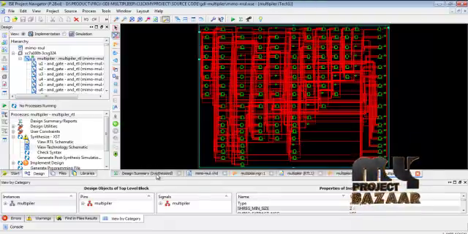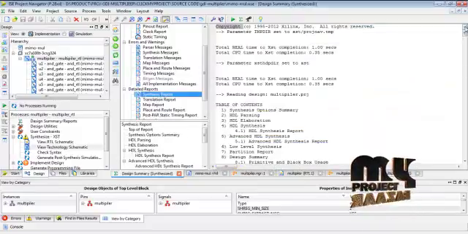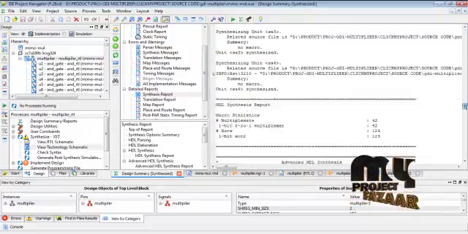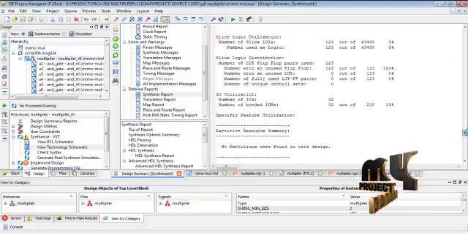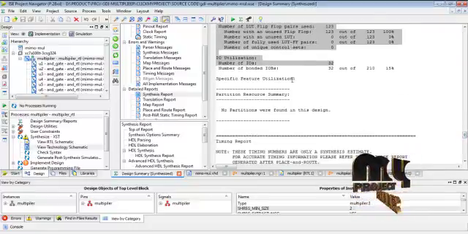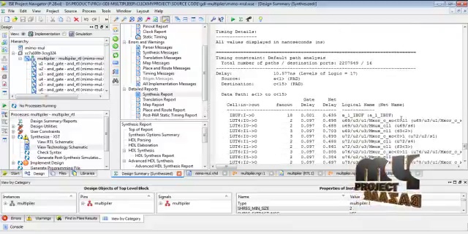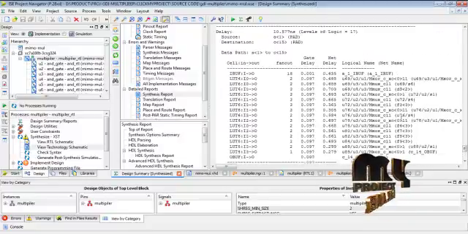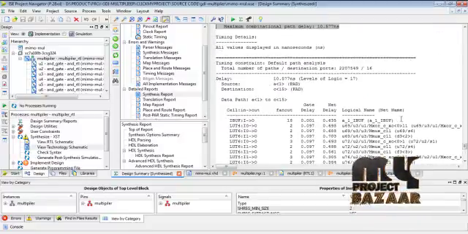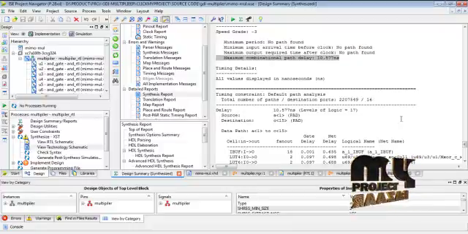Then we go to the design summary. This design summary is mainly used to view the synthesis report. This synthesis report shows the device utilization in our overall GDI based multiplier architecture and calculates the processing time for the overall multiplying architecture. This is the processing time for the combinational path delay for the overall architecture results.